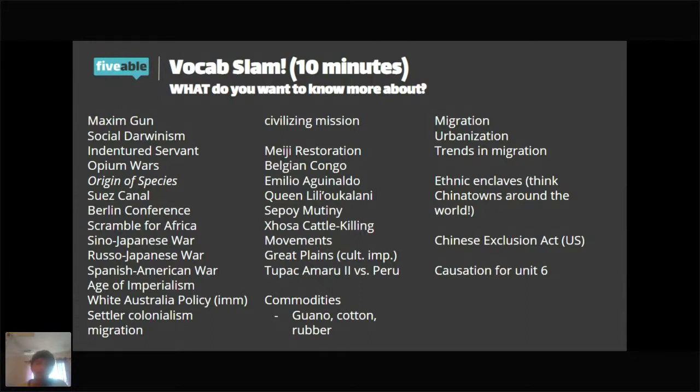Sepoy Mutiny. So once again, that's the one where Indian soldiers and local rulers collaborated and colluded and tried to overthrow the British, but they failed. So you need to focus on the consequences. It led to the British taking over as a direct colony, which is why, if you look at continuity and cause and effect, you can argue this is the main cause behind Gandhi's entire nonviolent movement.